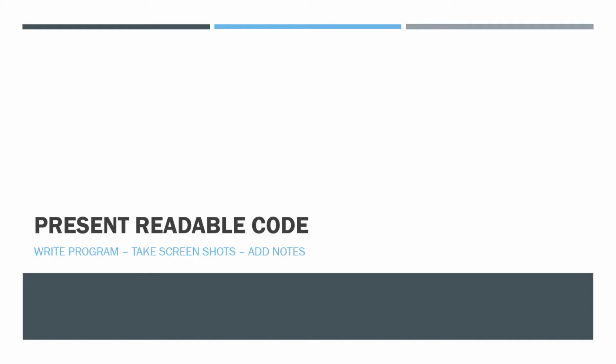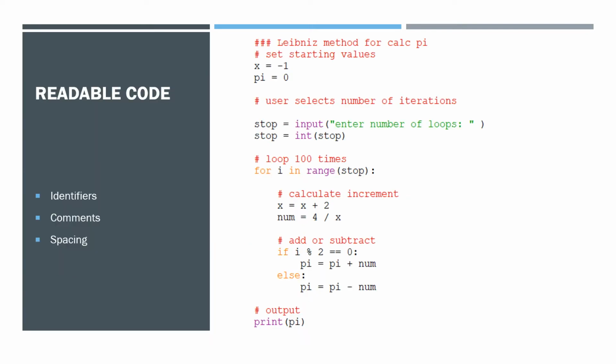So first we'll look at how to write readable code. We'll look at how you can write a program to make it readable, how you can take suitable screenshots, and how you can add notes to help me understand your logical thinking. So here's a selection of a program that I wrote. It's in one of the challenges that I've set you. It's Leibniz's method for calculating the value of pi.